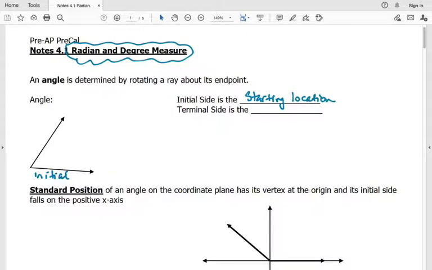And as you rotate it, we always rotate counterclockwise. And we end up with our ending point, and we call that the terminal side. And so that's our ending location. I did not write that very well, sorry.